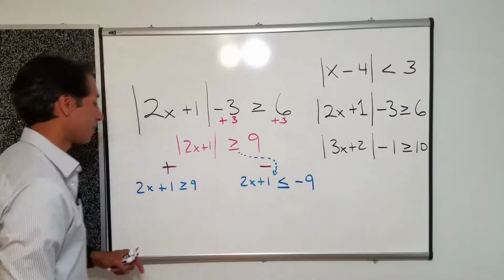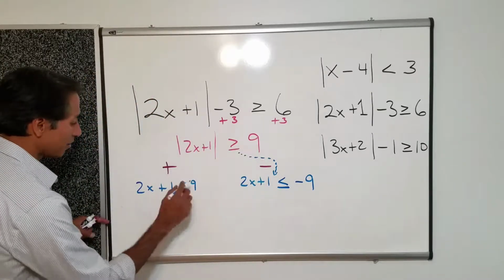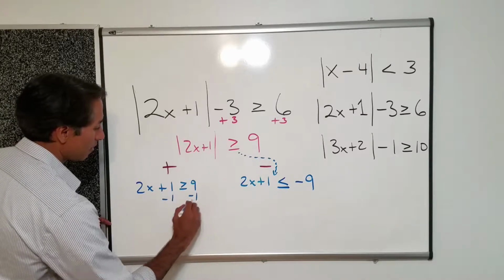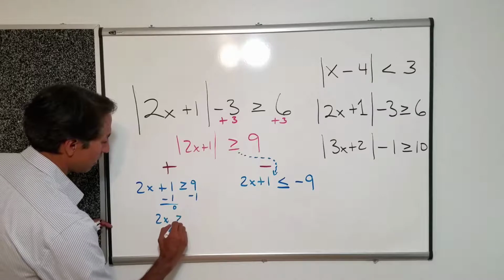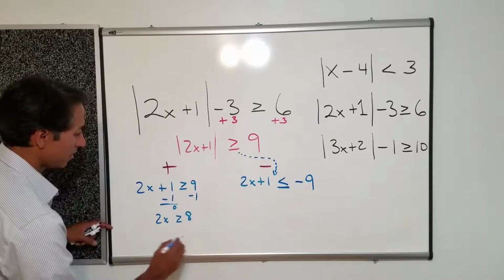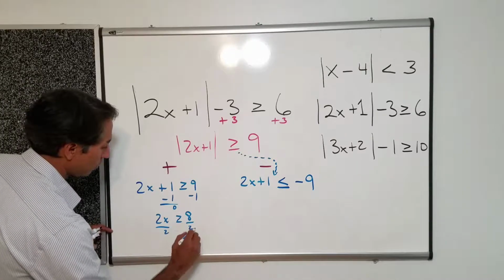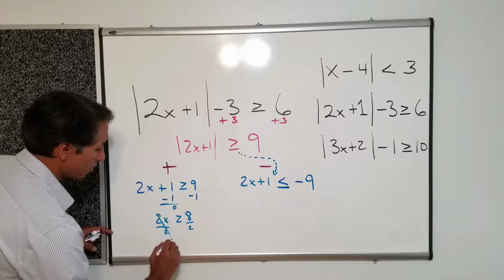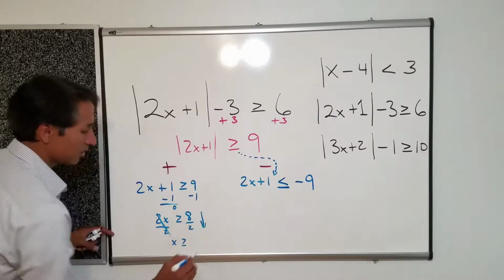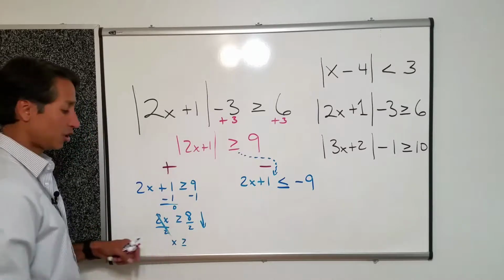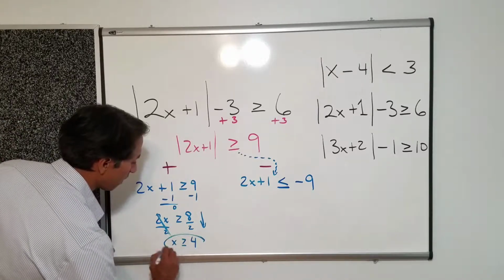Don't let it happen. Let's go through this guy, isolate the variable. So minus 1, minus 1. So we have 2x is greater than or equal to 8. Divide by 2, isolate the variable, down to 1 unit. X is greater than or equal to 8 divided by 2, which is 4. We reduce our fractions down.